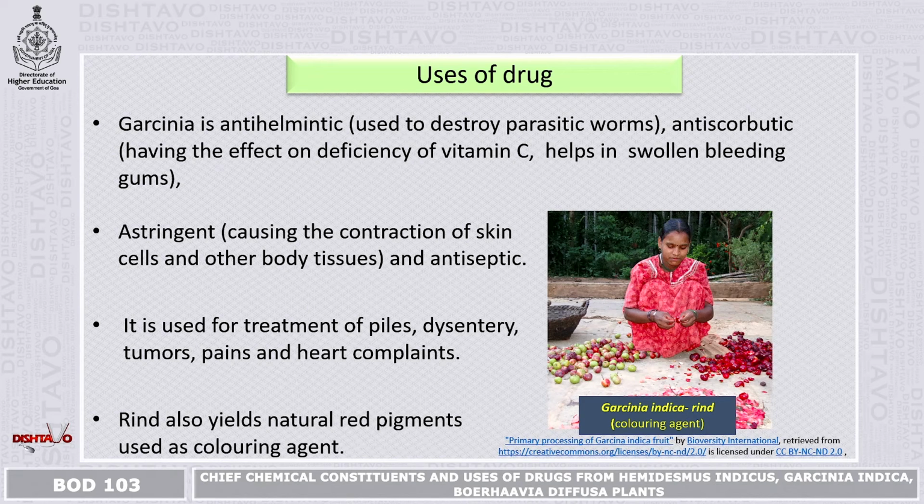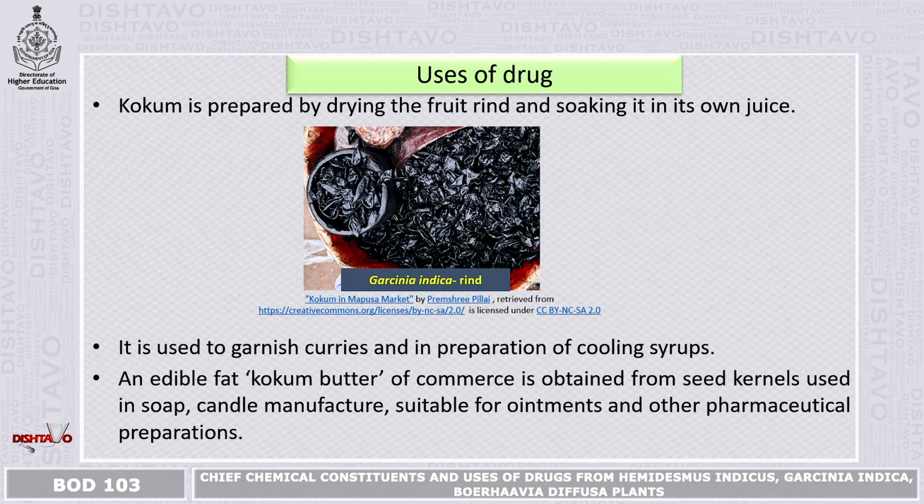It is used in the treatment of dysentery, piles, tumors, pains and heart complaints. The rind, which is shown in this picture, is also used as a natural pigment and coloring agent. In India, people use kokum extensively in their food. Uses as drug. Kokum is prepared by drying the fruit rind and soaking it in its own juice.